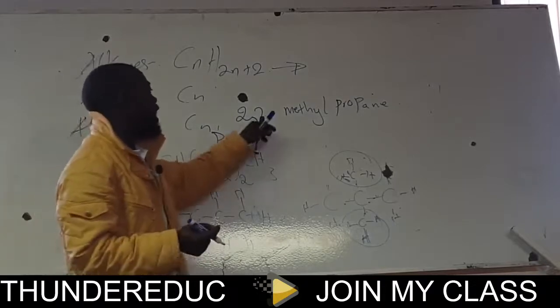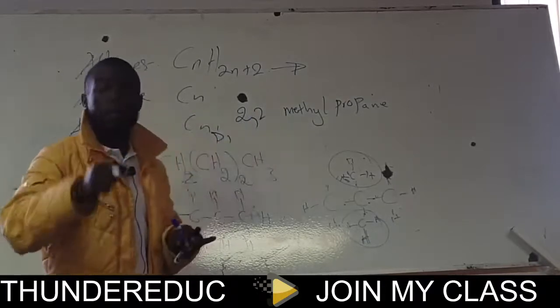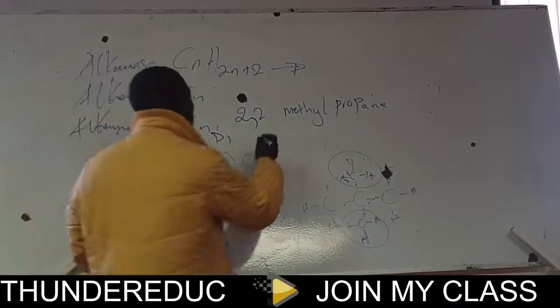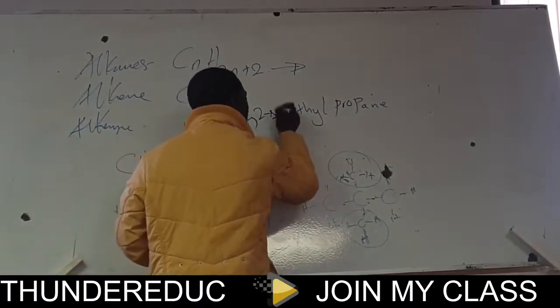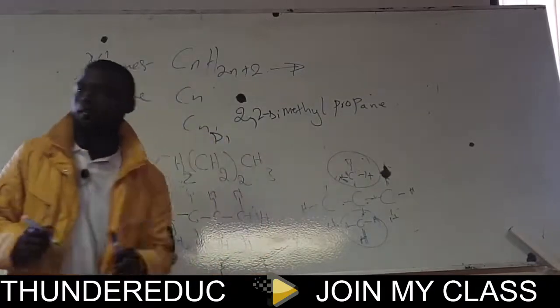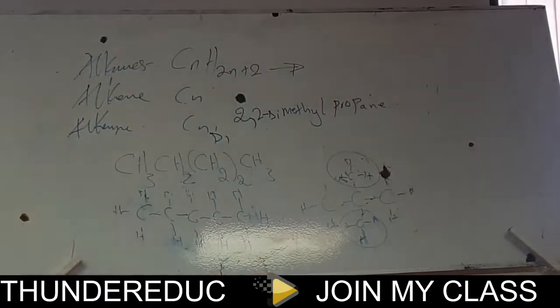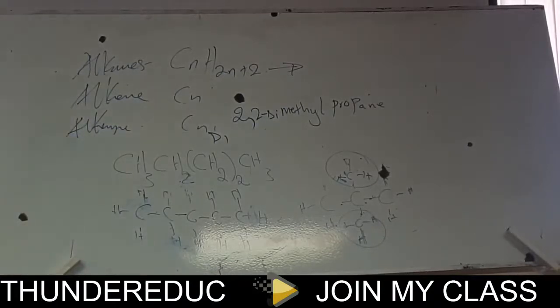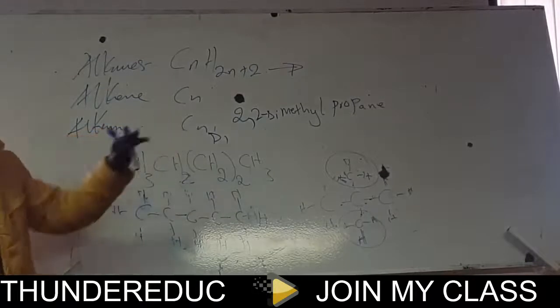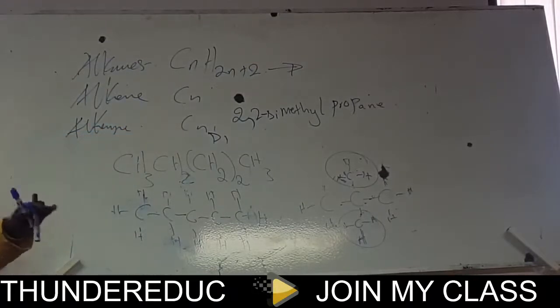A figure and a letter, we separate it with a comma. And then a figure and a letter, we separate it with what? A dash. So it's going to become 2,2-dimethylpropane. Is it clear? 2,2-dimethylpropane. So now they can bring this name and ask you to draw the structure.